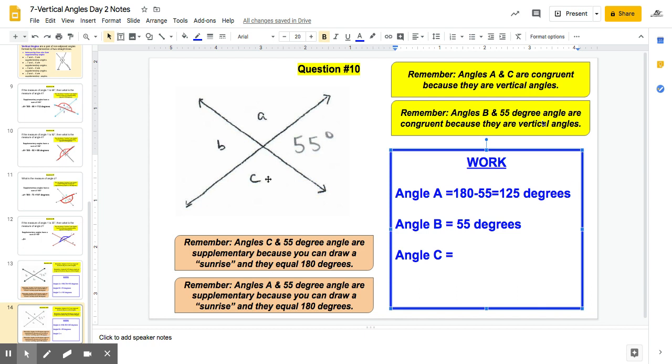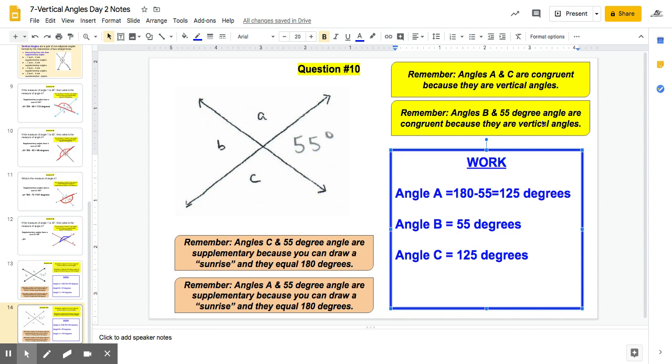Well, now I have to find angle C. Angle A and angle C are vertical angles. They're across from each other, which means they must be equal. So if angle A equals 125 degrees, angle C must also equal 125 degrees.